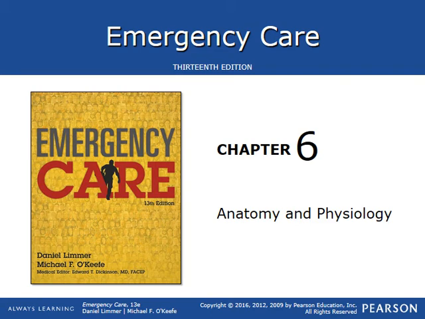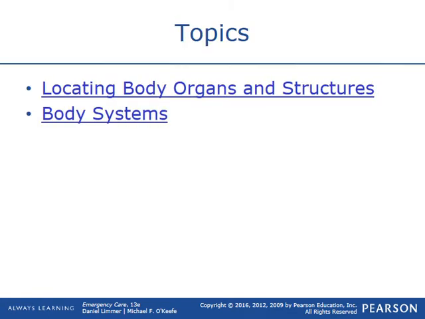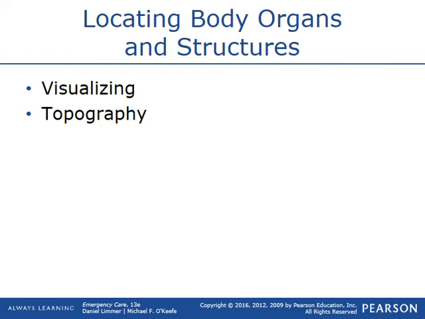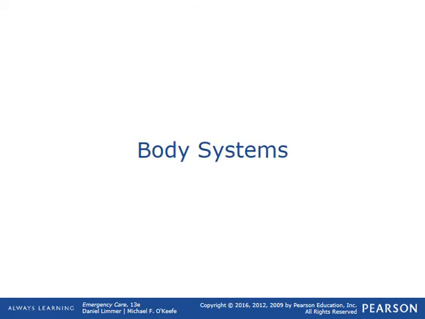Chapter 6, Anatomy and Physiology. We're going to be talking about locating body organs and structures and the body systems. Locating body structures and organs is about visualizing and so let's talk about some body systems.